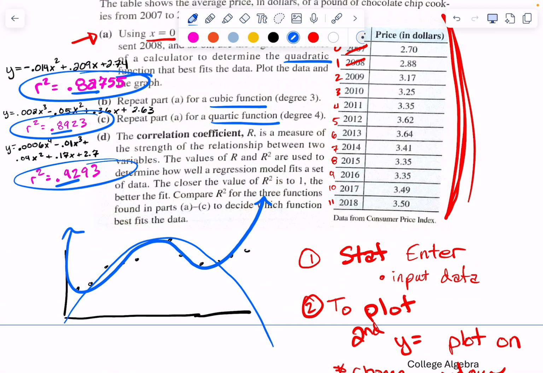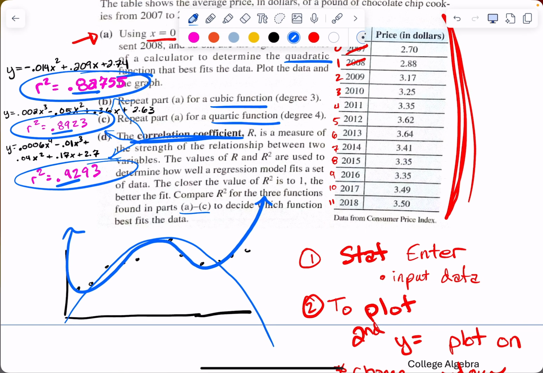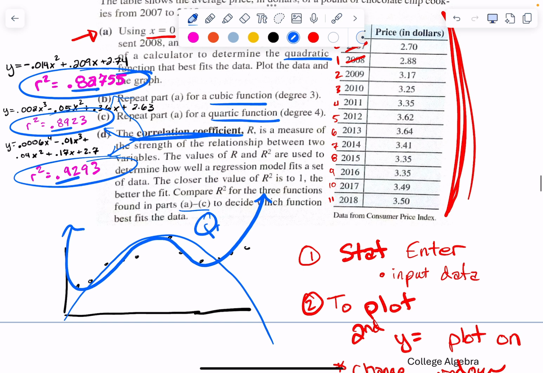Okay, and that's called the correlation coefficient, R, right? The correlation coefficient for those tells you which one is the best. The values of R and R squared are used to determine how well a regression model fits. The closer the R squared value is to 1, the better. Compare R squared for the 3 functions found in A through C and decide which function fits the best. Which one did we decide? Fourth. Quartic, the 4th. That typically is usually the way that it works: the 4th power function will be the best.